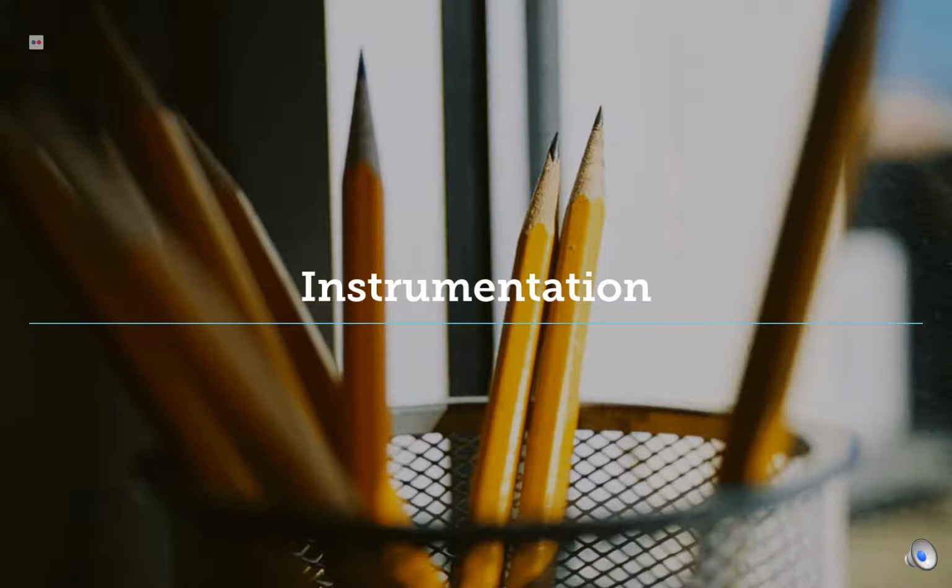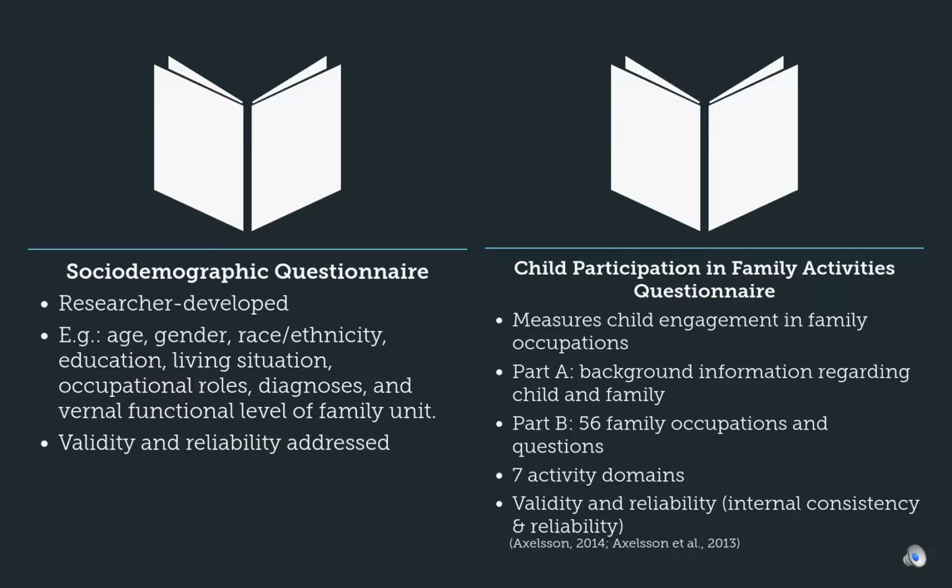Next, I will talk about the instrumentation for this proposed study and how the previous variables described will be operationalized. Level of disadvantage will be operationalized through a researcher-developed sociodemographic profile questionnaire, which will be utilized to obtain general sociodemographic data on things such as age, gender, race and ethnicity, education, living situation, occupational roles, any self-reported diagnoses, and general functional level of the family unit. Pilot testing of the sociodemographic profile will be completed as necessary by the researcher to ensure the questionnaire achieves desired outcomes, appropriateness and placement of questions, timing of the questionnaire, and clarity of instructions and questions to all levels of health literacy.